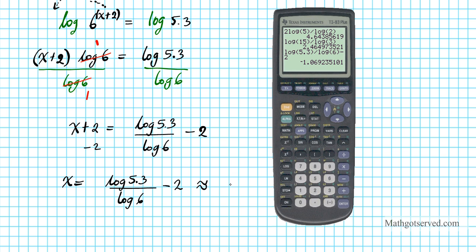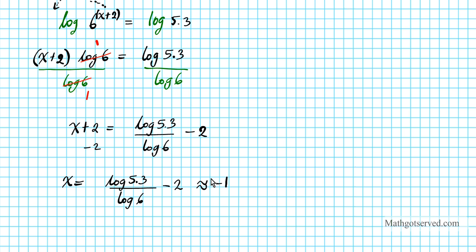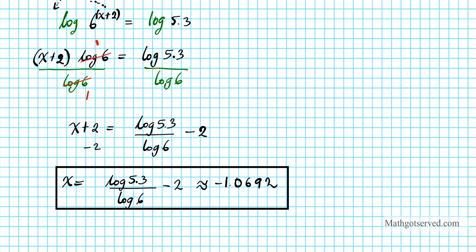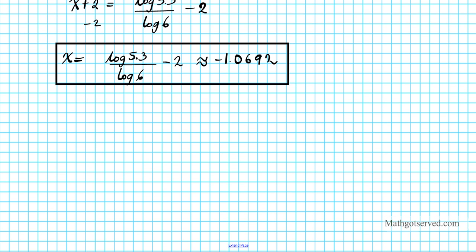Negative 1.0692. So negative 1.0692 is your approximate result. So there goes your answer for question number 2. All right, let's move on to number 3.